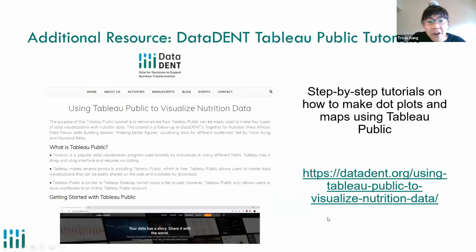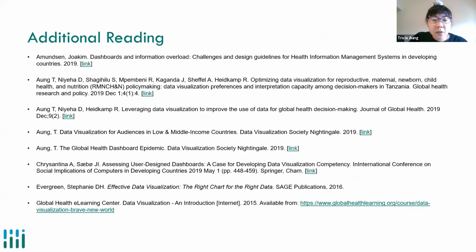Finally, this has come up: how do you actually make these types of graphs? We don't have time today to go through the actual steps, but if you go on the DataDent website, there are tutorials on how to get started with Tableau Public. As I mentioned, Tableau Public is free. There are GIF tutorials that show you where to click, and there are example files that you can use to help get you started on how to use Tableau.